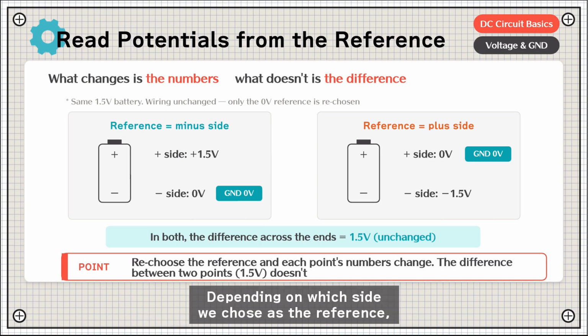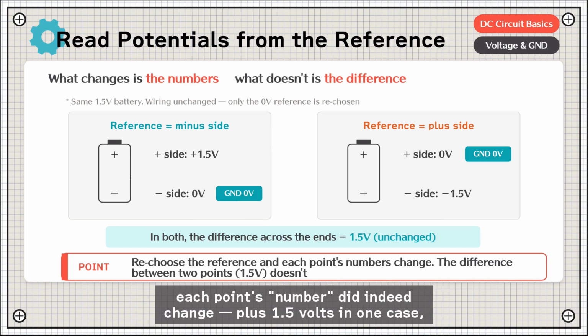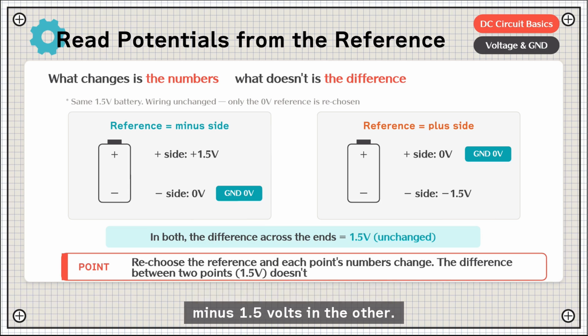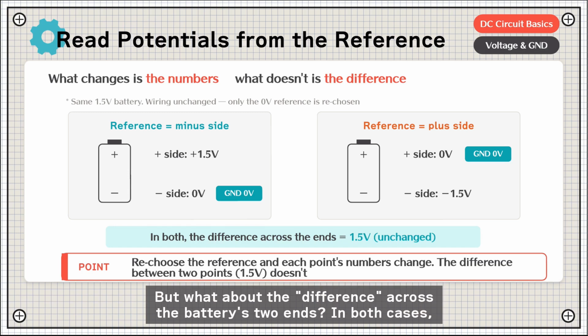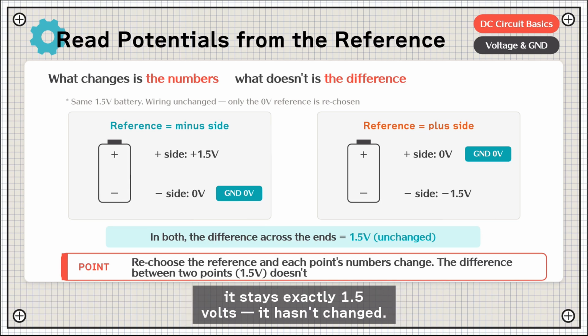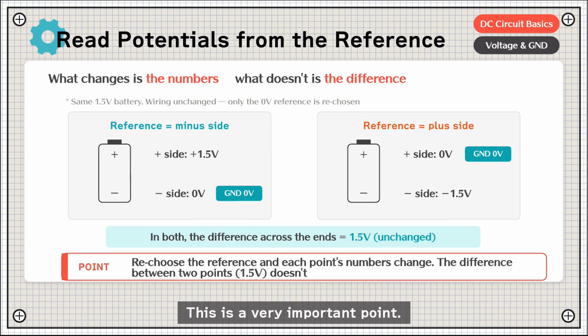Here something interesting is happening. Depending on which side we chose as the reference, each point's number did indeed change. Plus 1.5 volts in one case, minus 1.5 volts in the other. But what about the difference across the battery's two ends? In both cases it stays exactly 1.5 volts. It hasn't changed. This is a very important point.